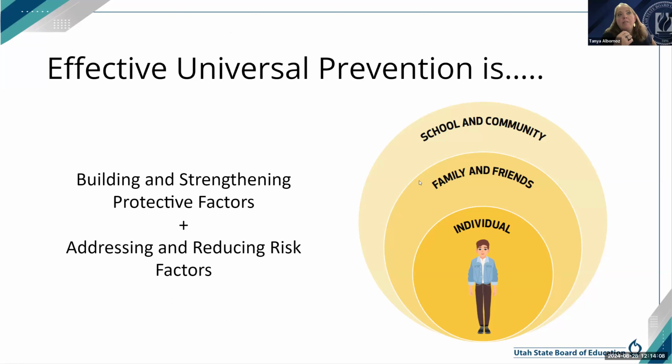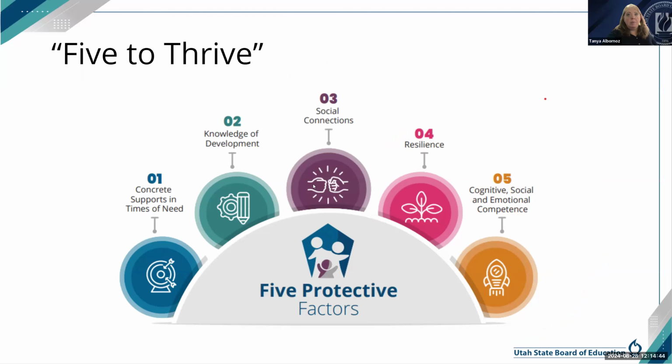So in order to have effective universal prevention, you need to build and strengthen protective factors and address and reduce risk factors. And starting with those protective factors is often an approach that in education is most successful. Also, effective universal prevention can be applied to all levels, right? So it can be applied to working individually with students, it can be applied to working with families, and it can also be applied in a systemic view to the whole school and community. And we'll talk a little bit more about that as we go.